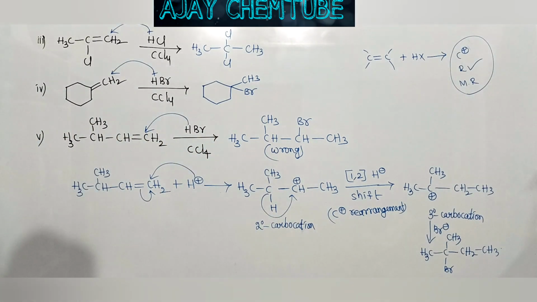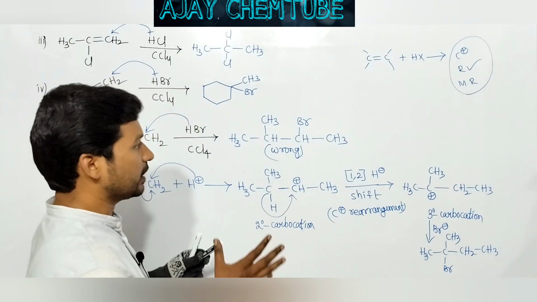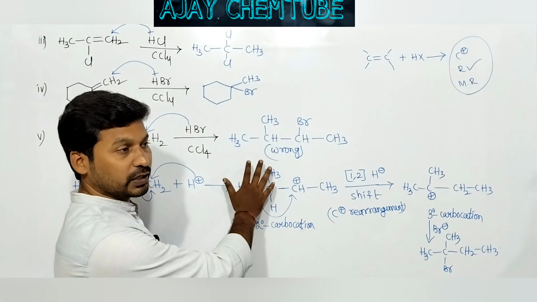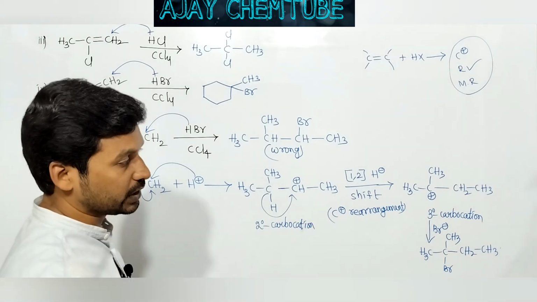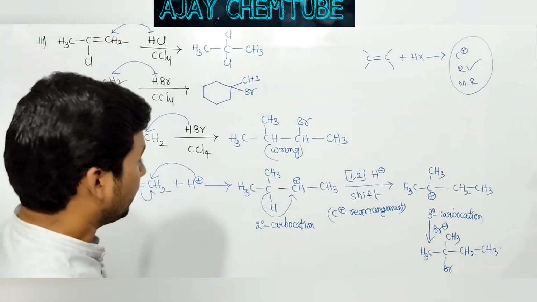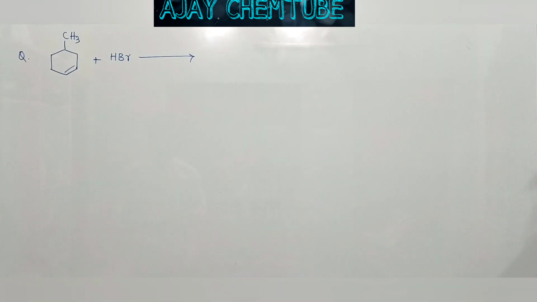That is my point. So at the same time, you have to verify the addition of hydrogen bromide by Markovnikov's rule, and intermediate rearrangement is also involved. Both are involved here, so verify. Take this. Right. Next, see this reaction here.